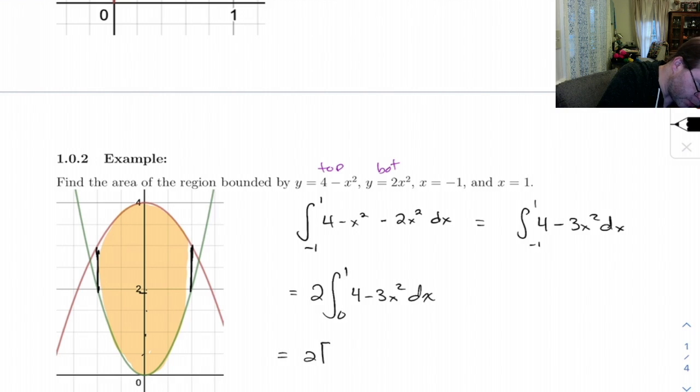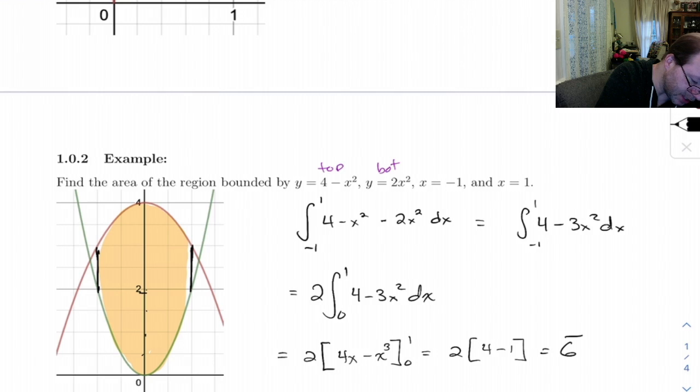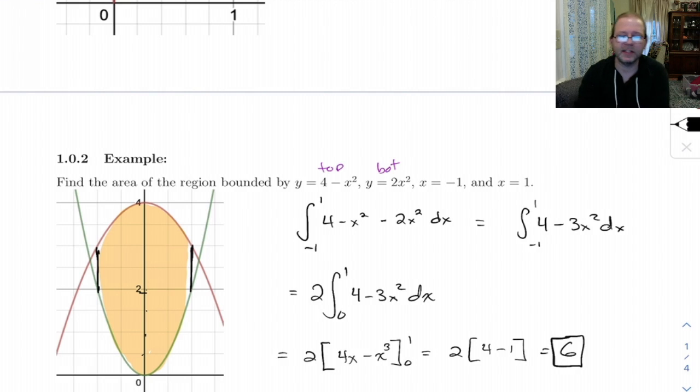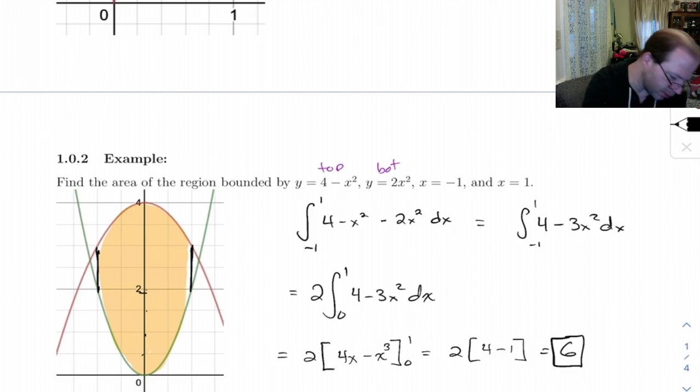Let's see, we've got a 2 on the front, 4 gives me 4x, 3x squared gives me minus x cubed. We're going from 0 to 1. So when you plug in the 1, you just get 4 minus 1. Plug in the 0, you get 0. So this just winds up being 6. And that's our answer. Now, on a problem like this, I like to do just sort of a check to see if this looks reasonable.